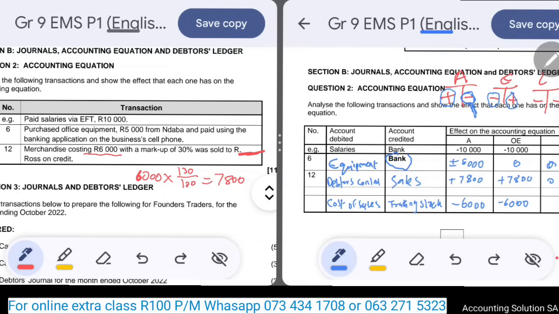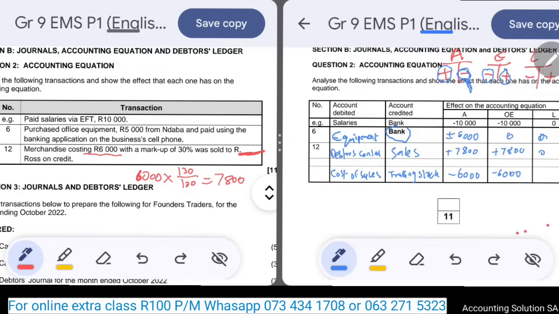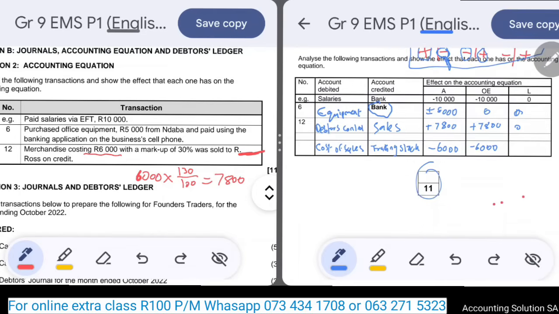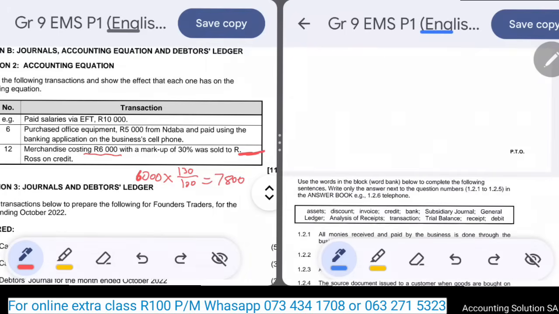That's how you do an accounting question. Imagine, guys, 11 marks just to do this. But guys, if you want an accounting question to be easy for you, make sure that you write this sign first. You have to write them down and know the examples of assets, examples of equity, examples of liability. It's going to be easy for you. Okay.